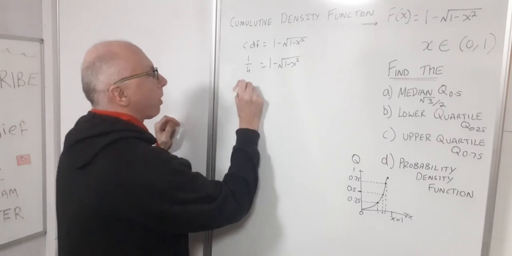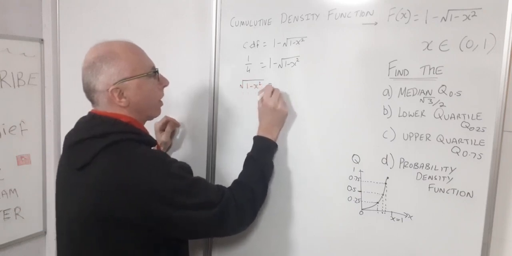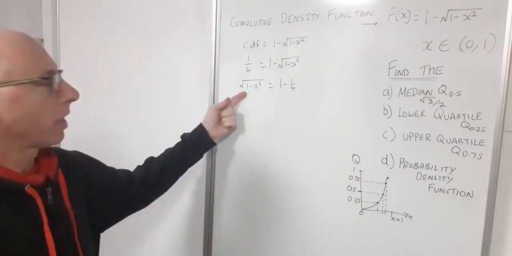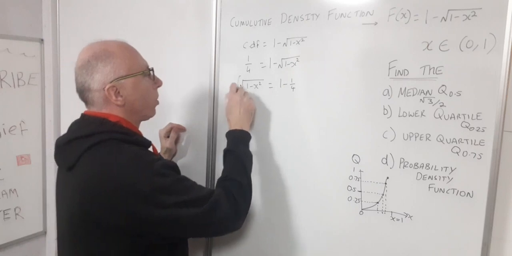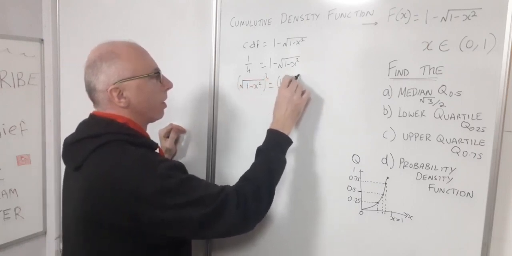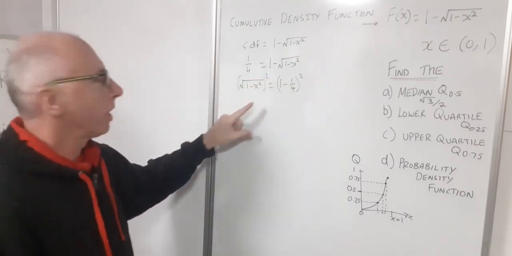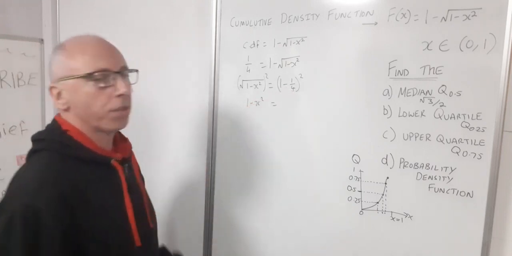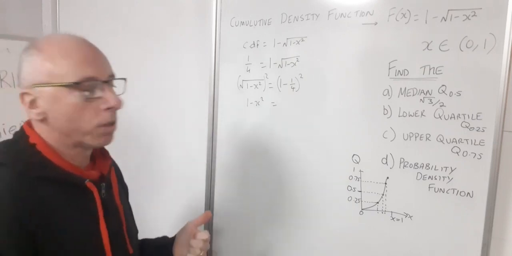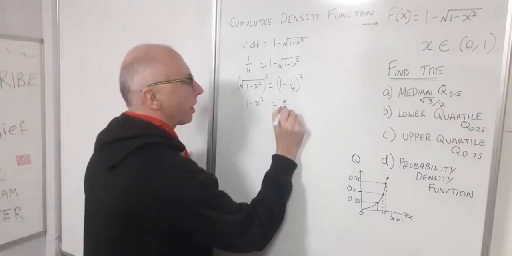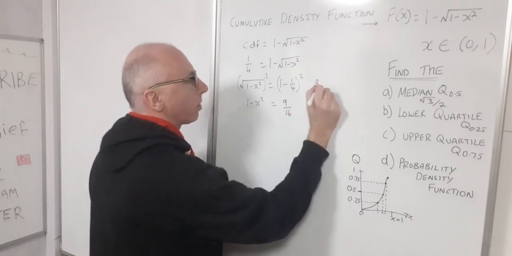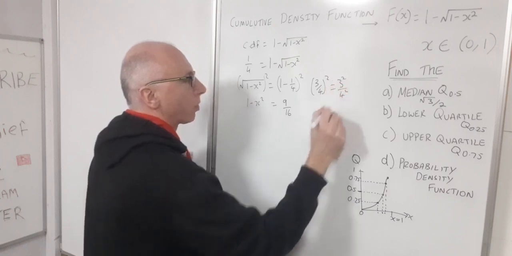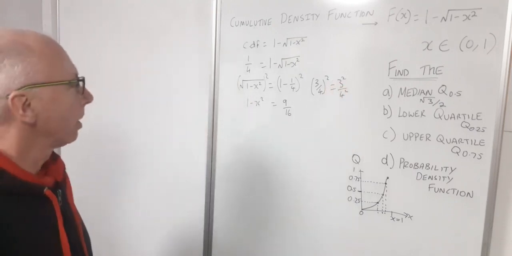So now I've got square root of 1 minus x squared is 1 minus a quarter. Okay, so get rid of my square root as I did before. Square both sides. Now I've got 1 minus x squared on this side. 1 minus a quarter is 3/4, and then 3/4 squared gives me 9 over 16. So just write that like that, square that: 3 squared over 4 squared, hence 9 over 16.